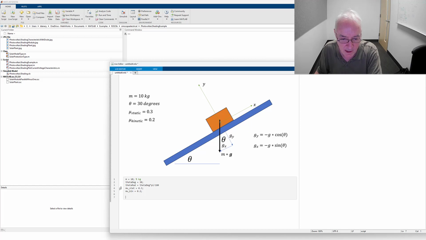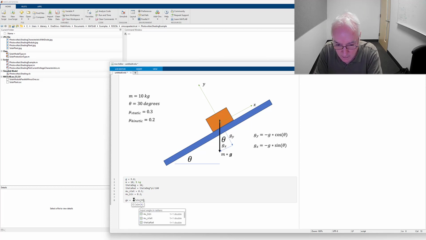I'll go right up here, defining gravity at the top. So g itself will be equal to 9.8. With this, we get gx equal to minus g times sine of theta. The whole point of getting theta in radians is that MATLAB likes to do sines and cosines with radians, not degrees.